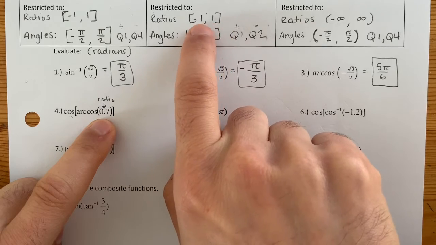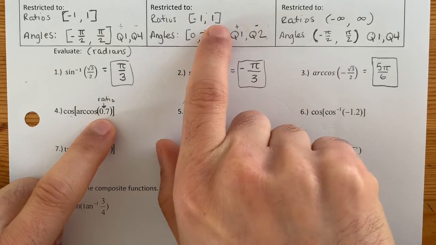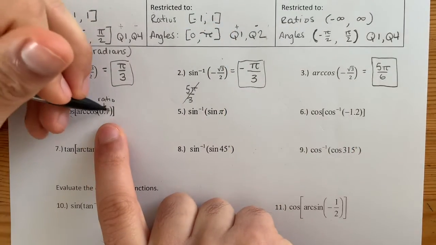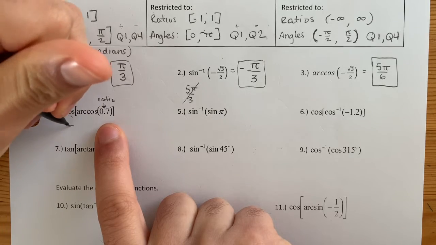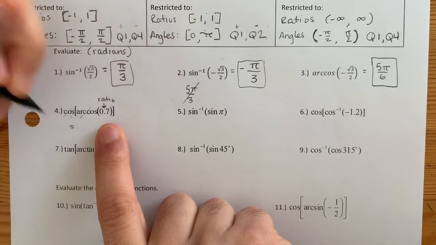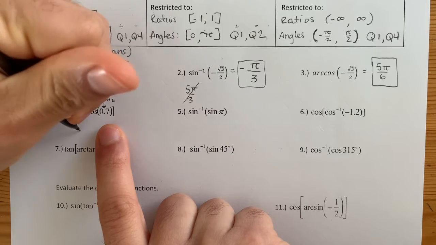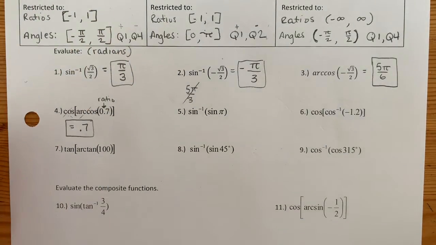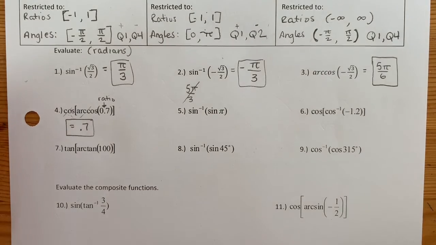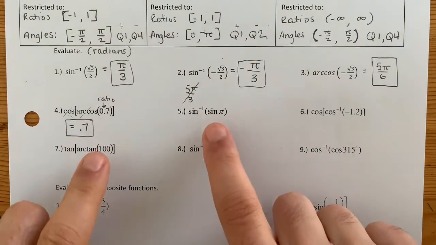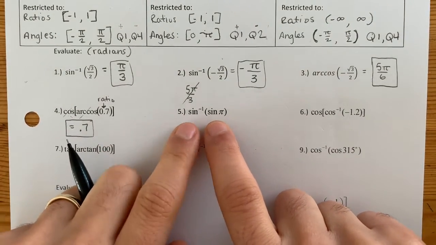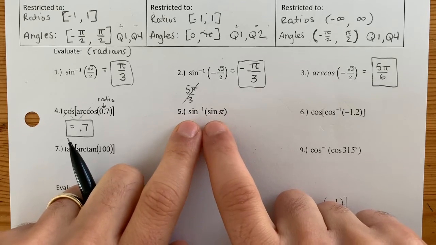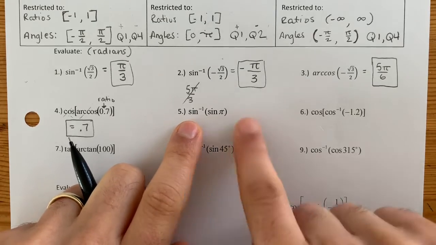Would that fit between here? Yes, it does. If this ratio fits, then they simply cancel out, the cosine and the arc cosine, giving an answer of 0.7. Well, that seems easy. Okay, let's keep going. So number 5, sine inverse and sine. They should just cancel out. Let's see if they do.